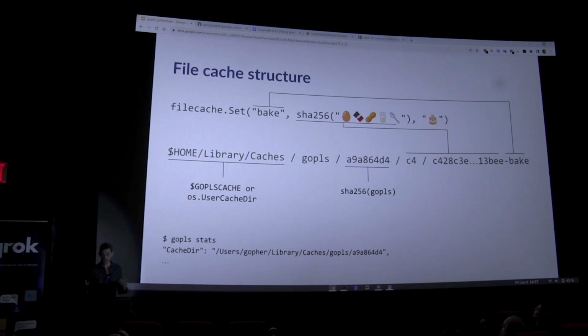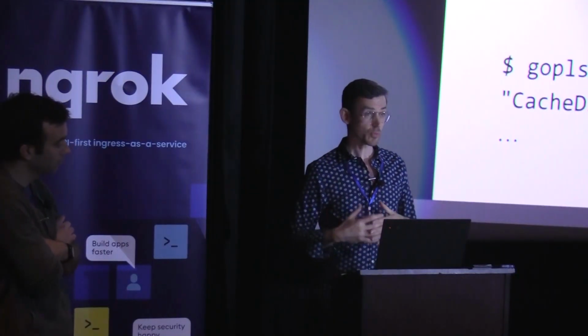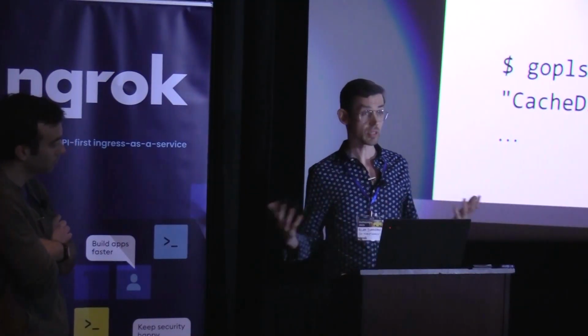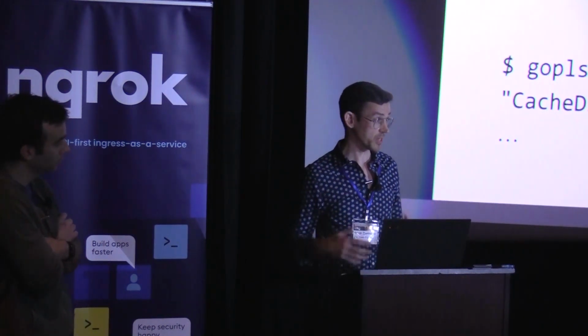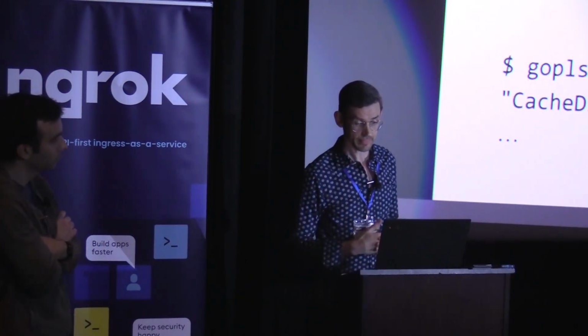It's a global persistent store, so it lives on your machine. There's one directory on your machine that holds all this stuff. Set and get really are global functions, not methods on an object. And the cache lives across process restarts, and it handles multi-process concurrency. So in other words, you can run two Gopls sessions at the same time, you can restart your machine, and it's always accessing the same cache.